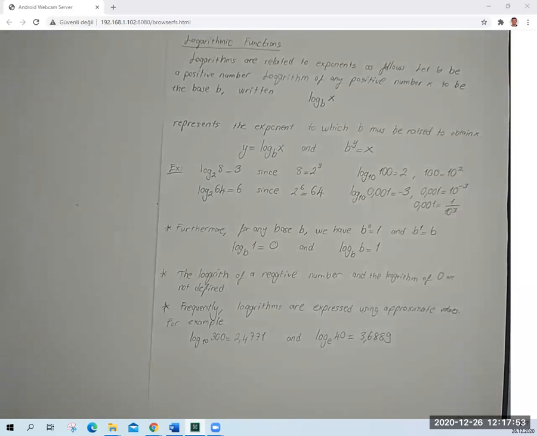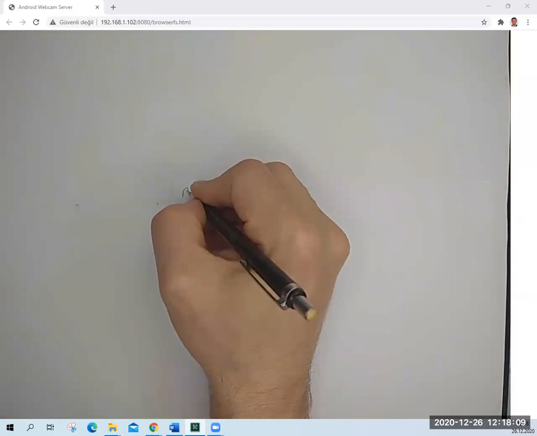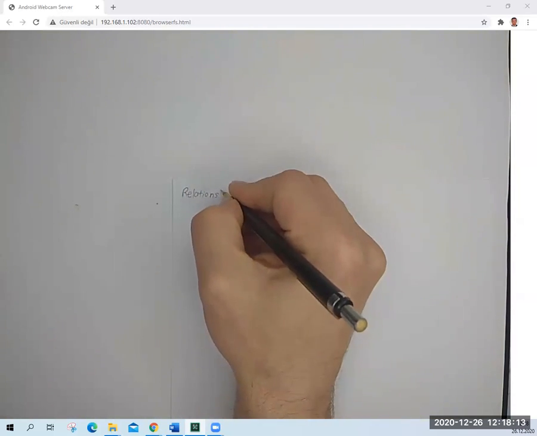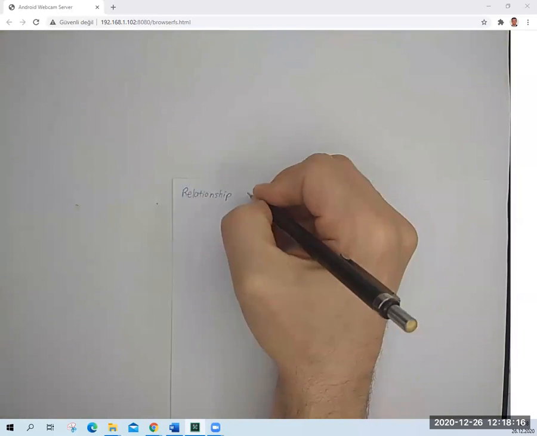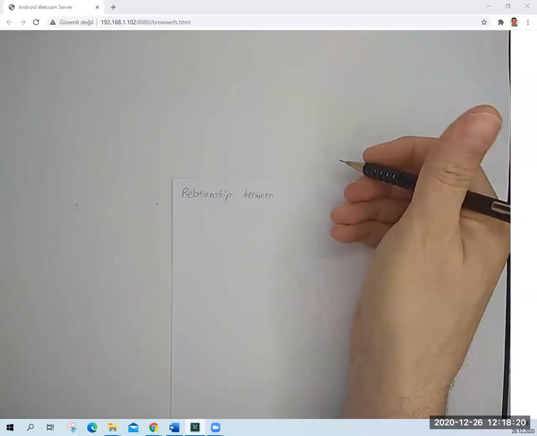So let's write page 5 with the new title. This is the relationship. Okay, let's make it faster. Relationship between exponential function and logarithm function.